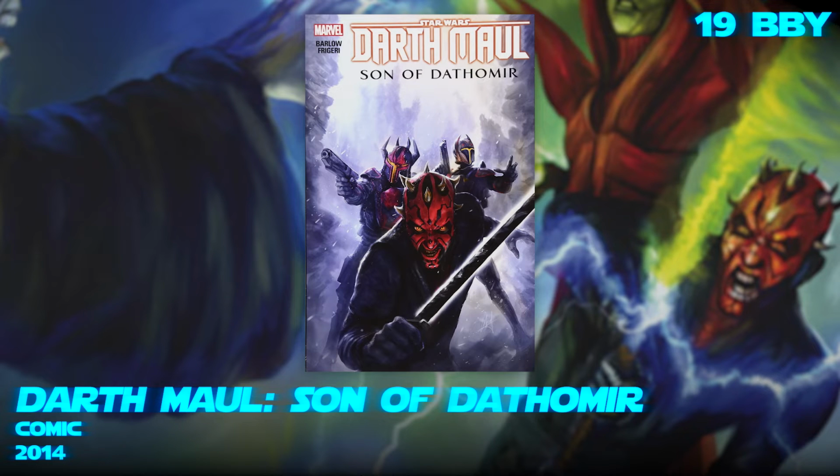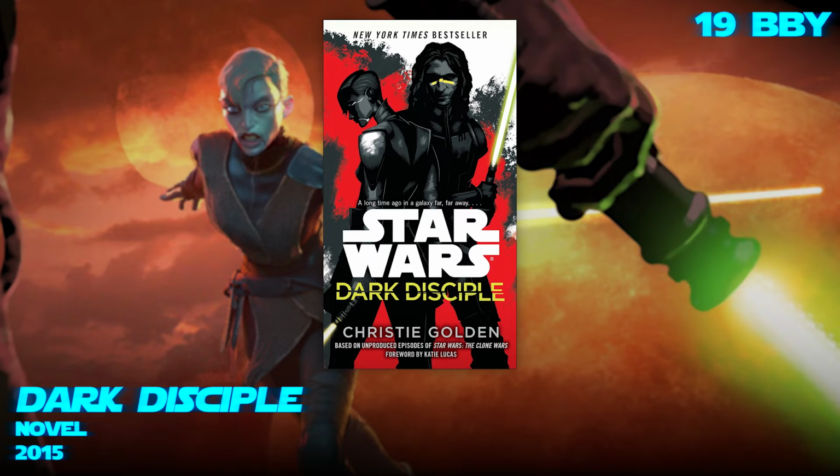Okay, then one of the only comic entries I have is Darth Maul, Son of Dathomir. This is an adaptation of an arc that explains something that happens to Darth Maul during this time period of the show. And then there's the novel Dark Disciple, which explains things that happen to Ventress. It's made out of 8 unfinished Clone Wars episodes, and it's a really great story.